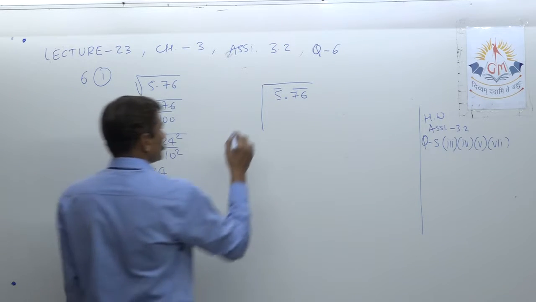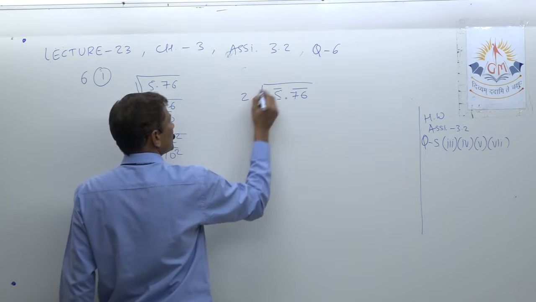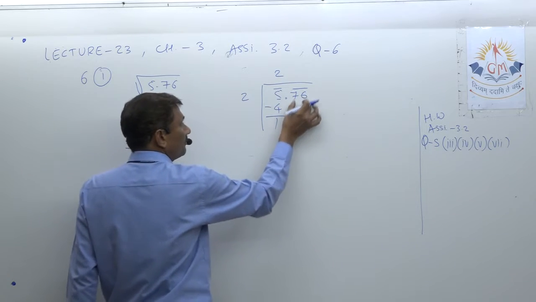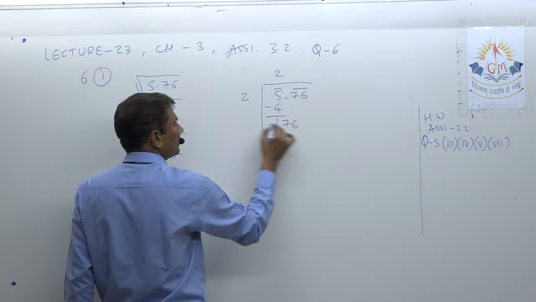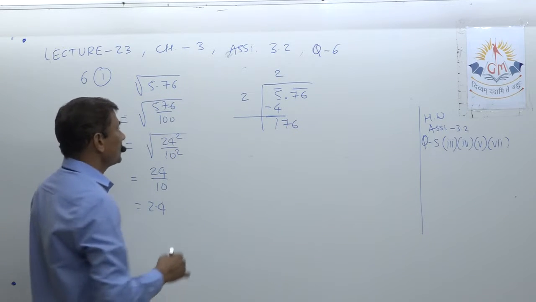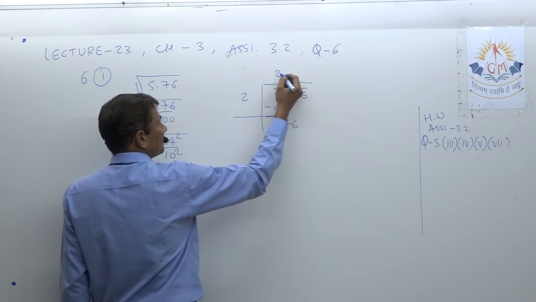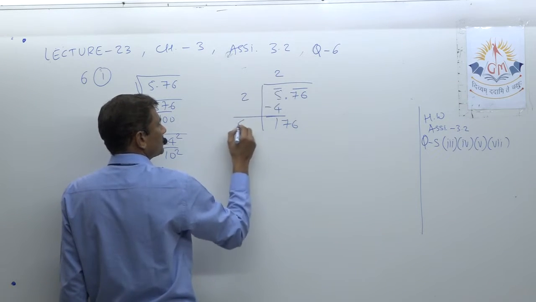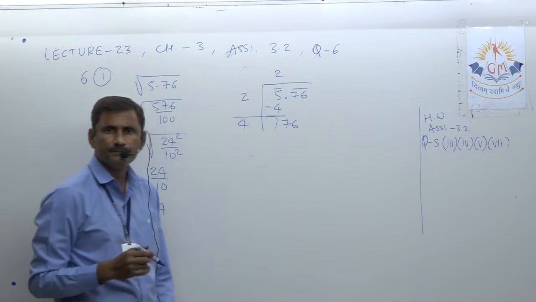So first of all, look for 5. So 2 2s are 4. Subtract it, 1. Bring down one whole pair. So here the second step starts. In the second step, at the starting position, you write double of the quotient. The quotient is 2, so you write here 4.